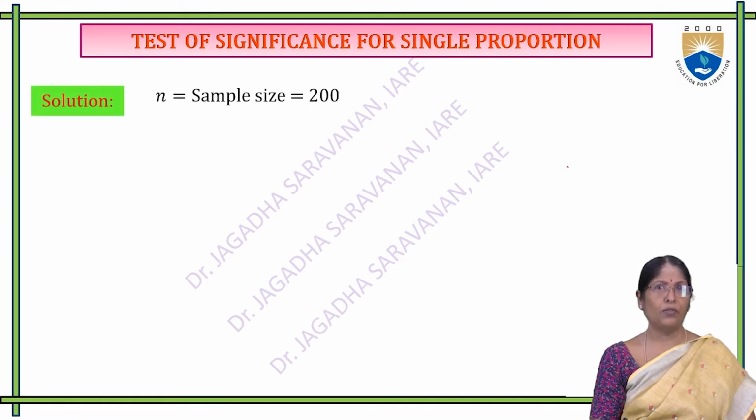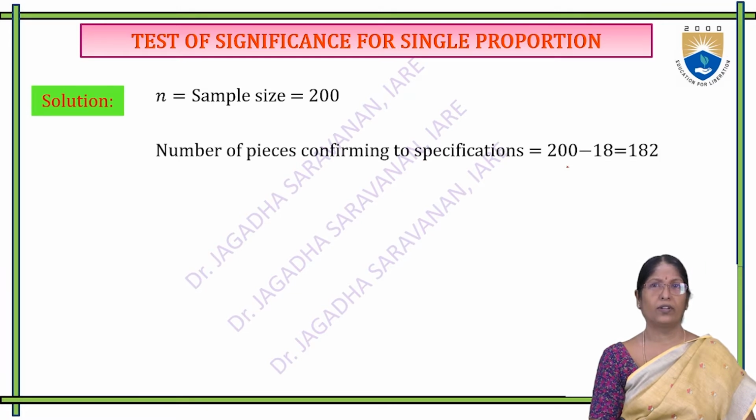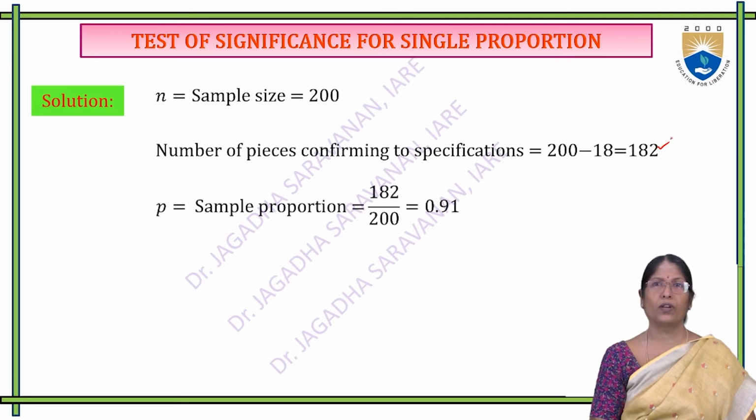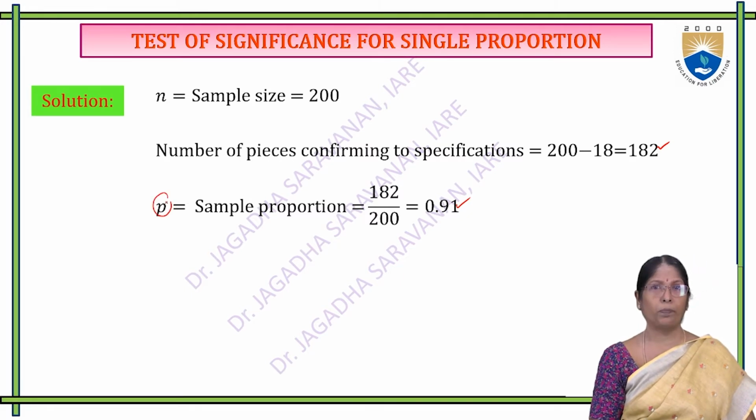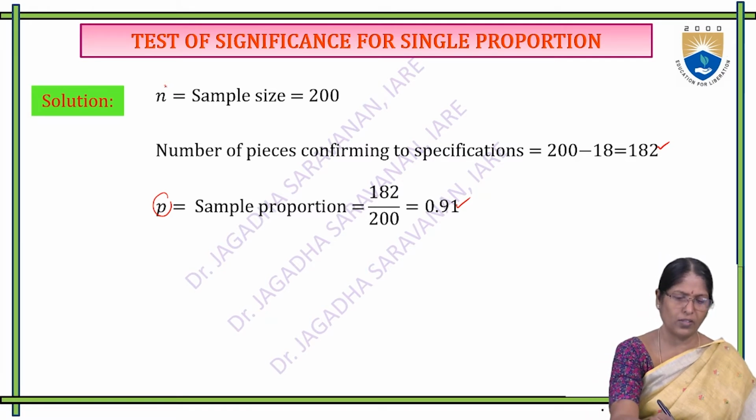So the solution: n, the sample size, equals 200. That is, 200 samples we have taken. The number of pieces conforming to the specification is 200 minus 18, equal to 182. Sample proportion: 182 divided by 200 is 0.91. The sample proportion is denoted by the symbol small p. Sample size is small n.